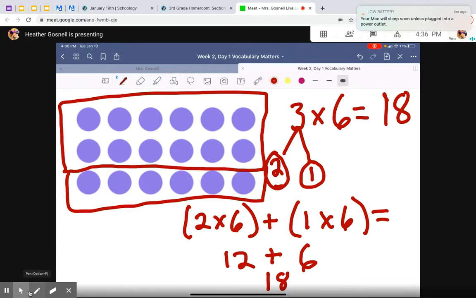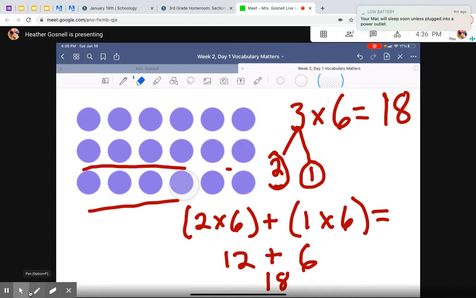So when I do that addition at the end, it's the same as taking these lines and erasing them and putting that array together again. Remember, when we split the array, it doesn't change the total amount. When we split that 3 into 2 and 1, that doesn't change that factor 3. It still exists. We just broke it down into smaller portions.